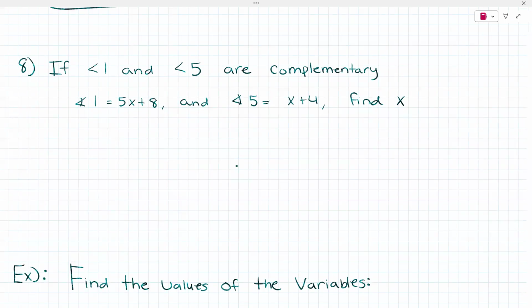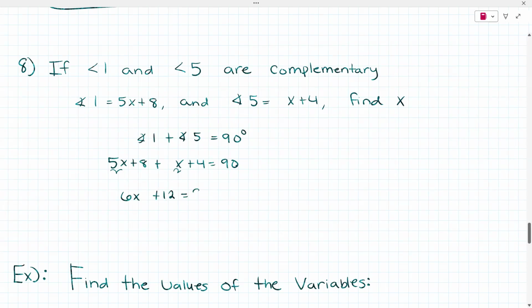I could see that angle 1 and angle 5 are complementary, so they add up to 90. So you could say angle 1 plus angle 5 is equal to 90. And we know that angle 1 is 5x plus 8, plus angle 5, x plus 4, equals 90. Combine like terms: 5x plus 1x is 6x, plus 4 is 9, 10, 11, 12, equals 90.